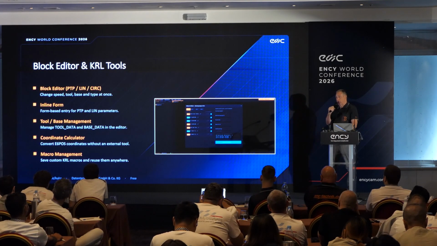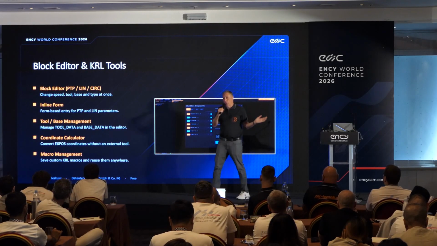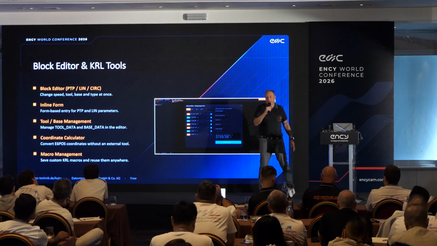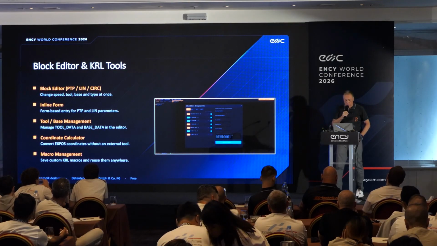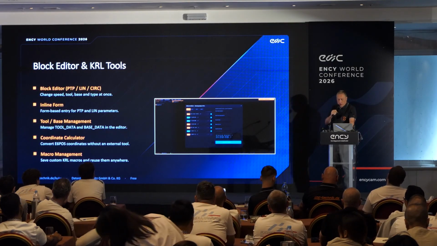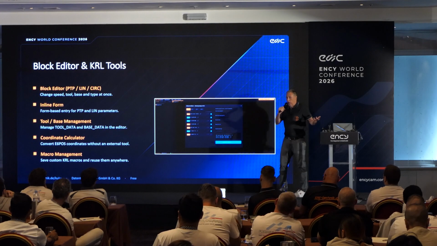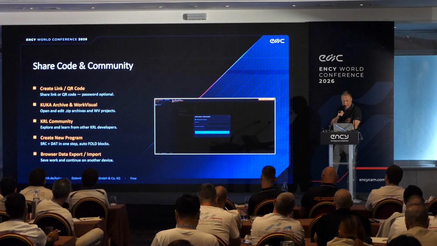Coordinate calculator, for example: you go to the robot and, okay, you see, I want to change my whole program 100 millimeters more to the right side. It's not necessary to go back. You can make it directly on your mobile phone and you have a new program. It's pretty easy. Macro management, you can create your own macros for signals or whatever you want. And so it's very easy to add some signals.